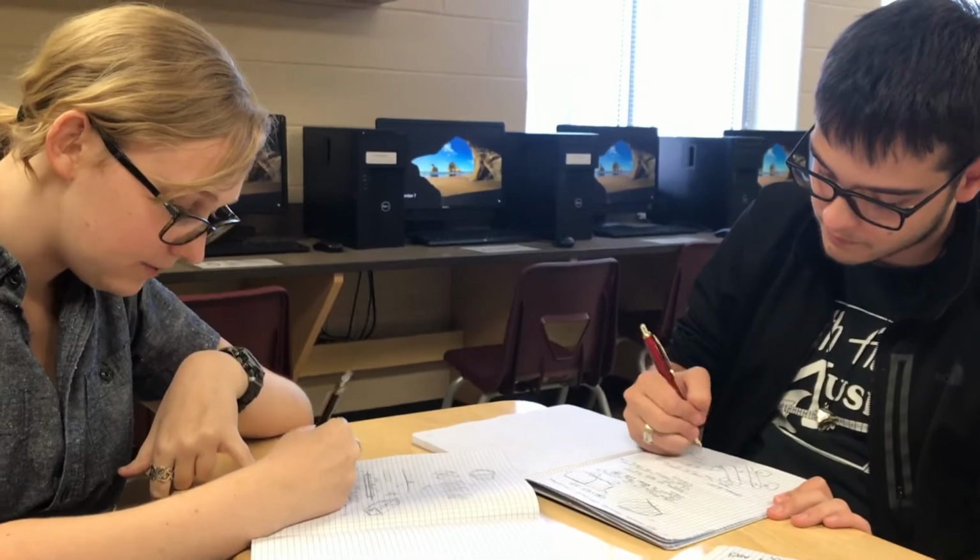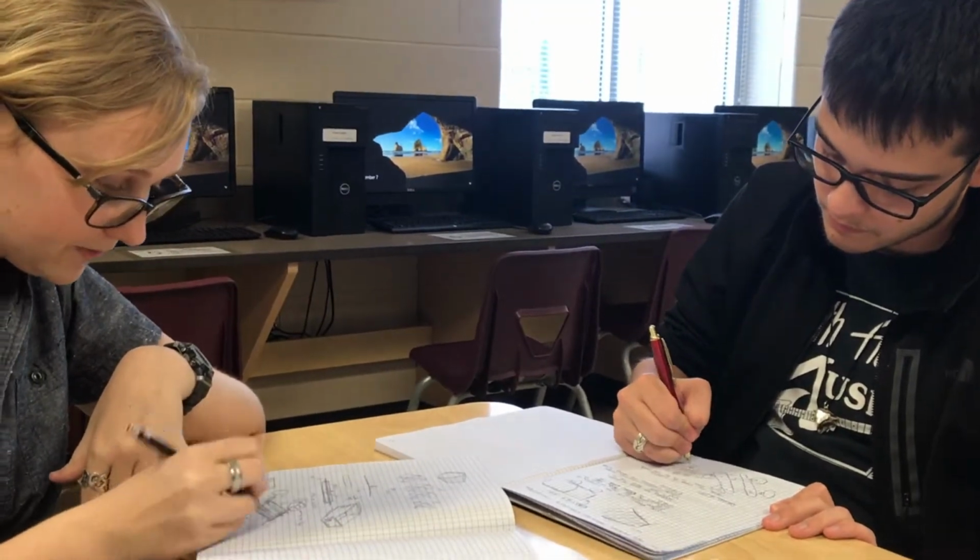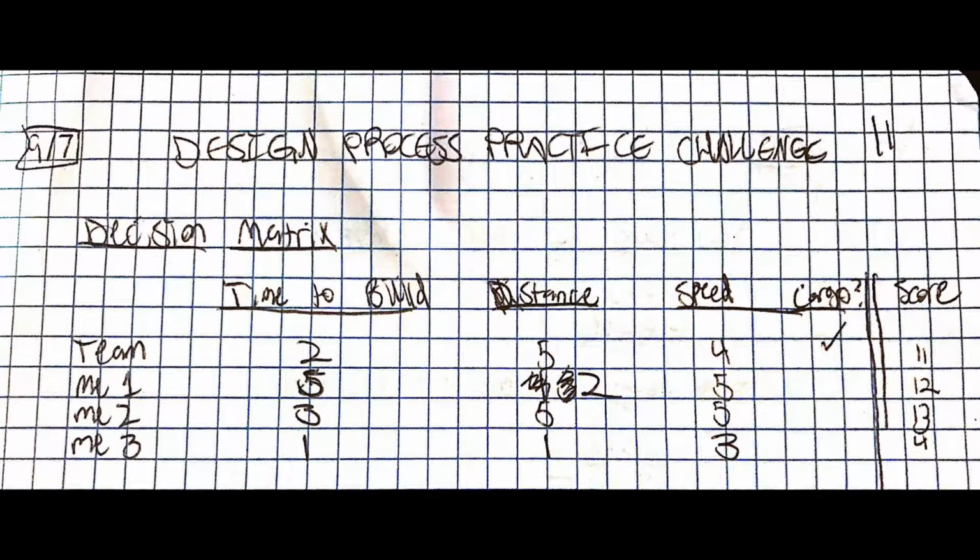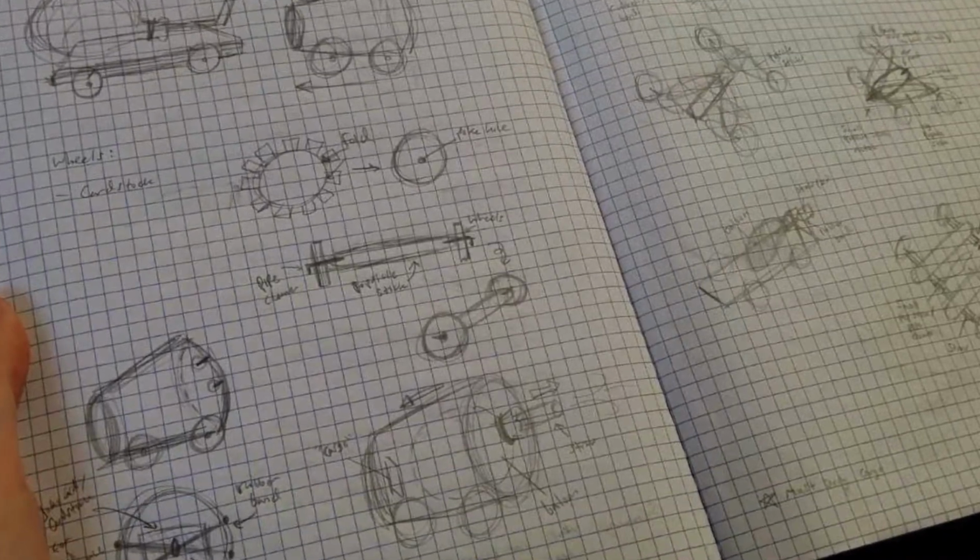Step 2 is generating concepts, and when generating concepts, you're going to research and come up with ideas which you think will work, and after that, you'll make a design matrix and pick the best idea.